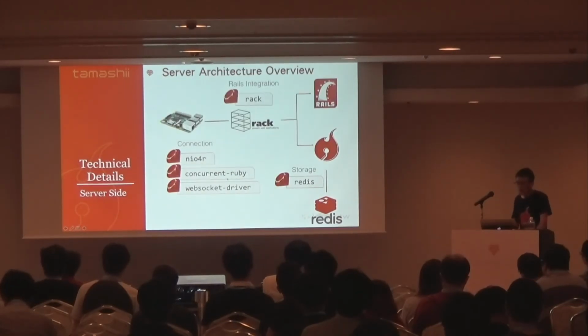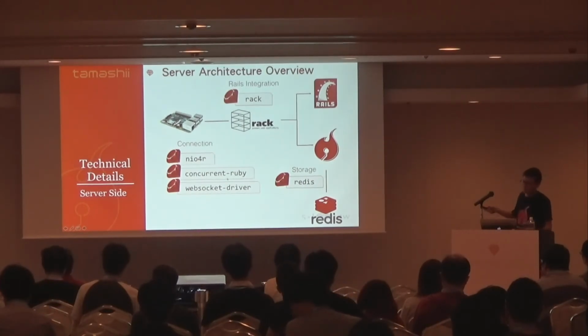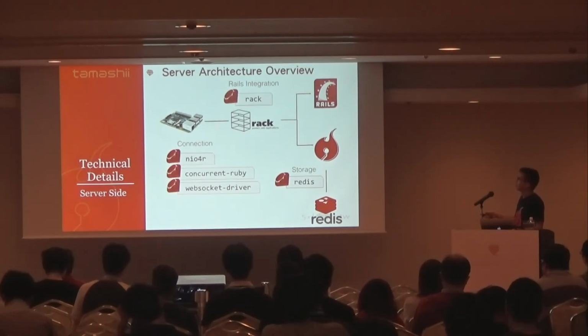Again, our work is based on many excellent gems. This figure will show some important gems that the Tamashii server depends on. The connection is based on nio4r for Ruby and websocket-driver with concurrent-ruby, and we use a Rack-based server, so we need Rack. And the storage uses Redis, so we need to start a Redis server on the server side and use the redis gem here.